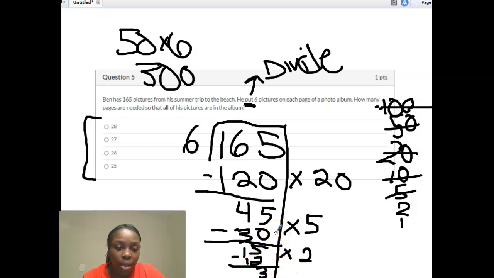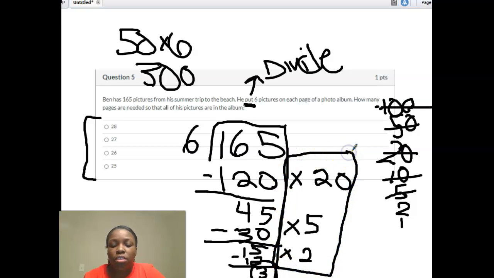So this is where I stop. Why do I stop right here? Because the 3 is less than your divisor, which is 6. So this is called my what? Good, my remainder. And so now I have to add up my friendly numbers to figure out what my quotient is. So it is 20 plus 5 plus 2.